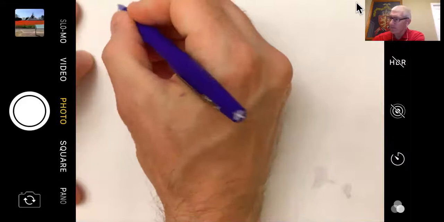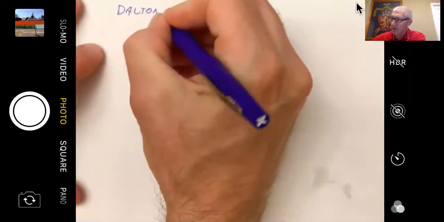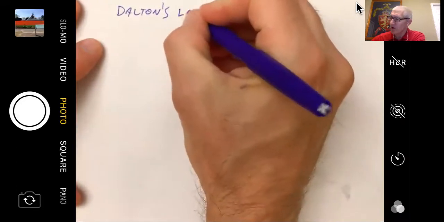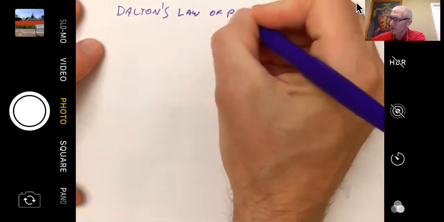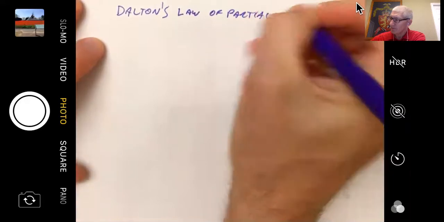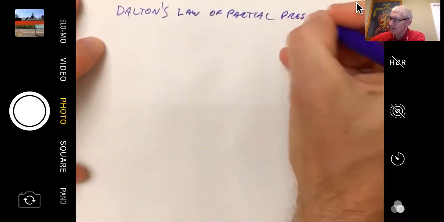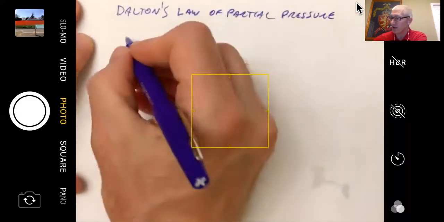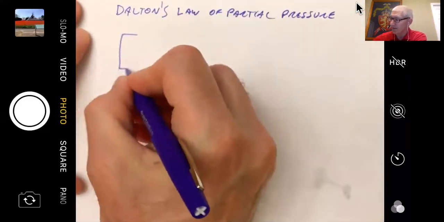So let's do this. One thing that we sort of blew right past and just didn't have time to talk about is something called Dalton's law of partial pressure. And I think it was Alex yesterday, we talked about this one, and this is really not super scary at all once you kind of get into it.